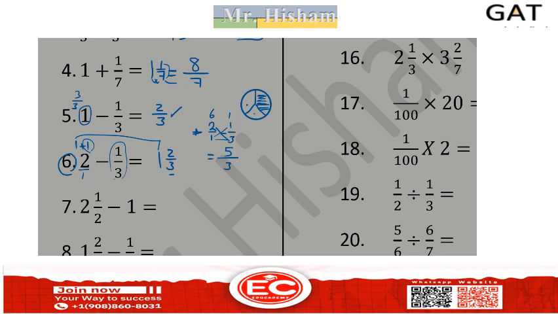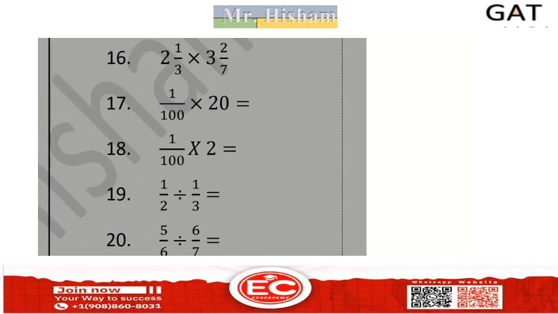Now, number 7, 2 and a half minus 1 is 1 and a half. That's it. Because 2 and a half reals minus 1 real is 1 and a half reals. You don't have to make the same denominator, and you don't have to do any kind of operation. But what if the question was 2 and a third minus 1? It's 1 and a third. And what if it was 2 and a third minus 2? It's 1 over 3.